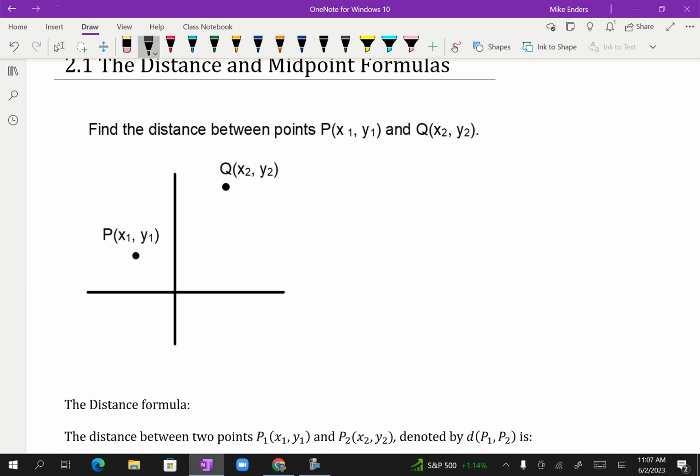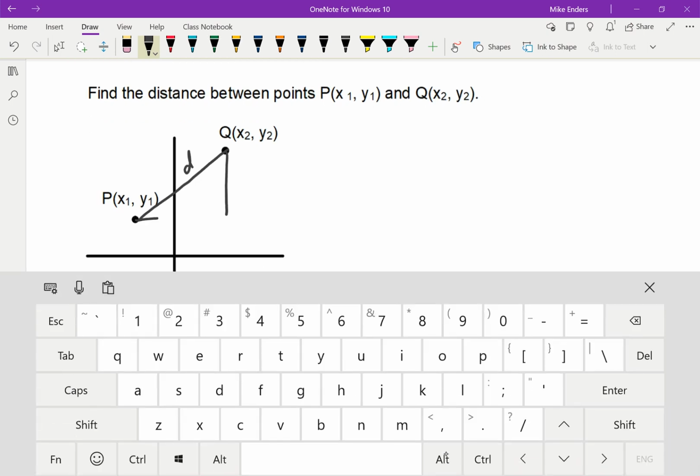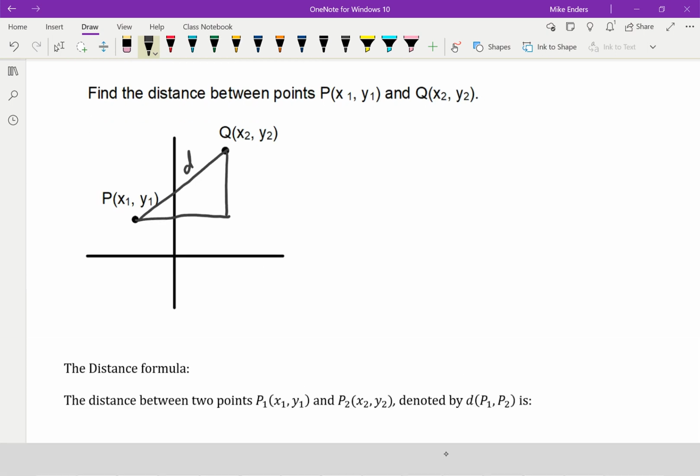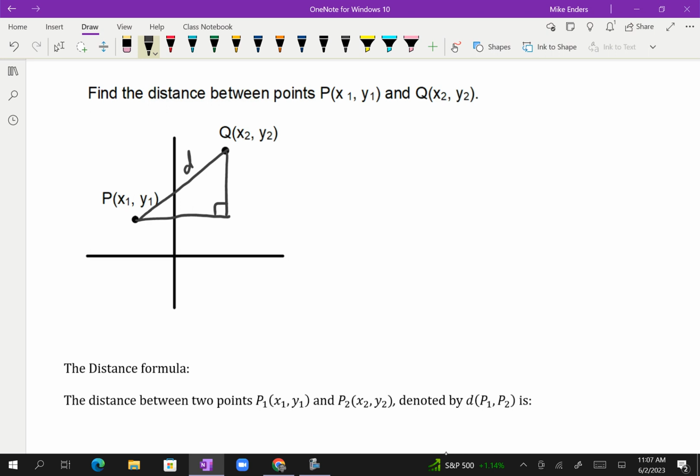Our goal is that we end up figuring out the distance. So what is the length? We'll call this D for distance. What is the length between point P and point Q? One way that we could do that is if we drop the vertical down and the horizontal across, and make a right triangle out of this, then we can use Pythagorean's theorem.